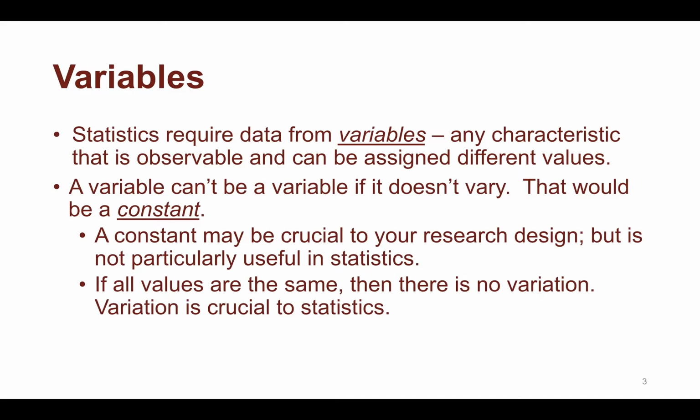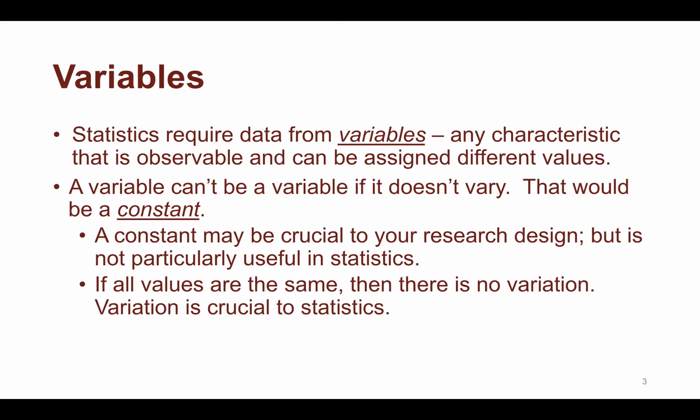There's a number of reasons why you might include constants in your research design. For example, you might decide that you want to only work with female athletes, so gender in that case would be a constant in your study. Or you might only recruit people of a certain age, so therefore age would be a constant in your study. But that's not something that you would then go and analyze with statistics. So if all the values are the same, there's no variation. Variation is crucial to doing statistics.